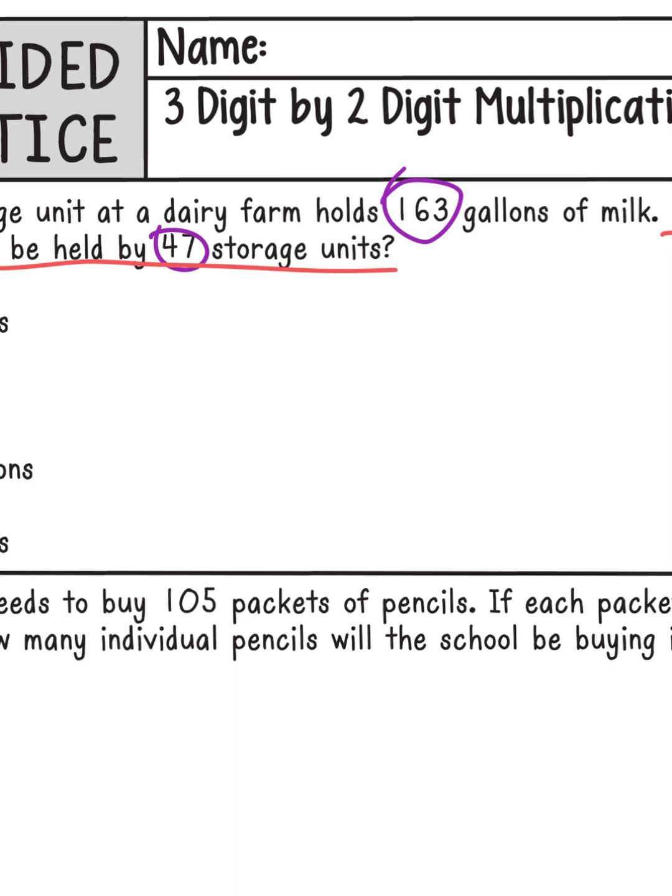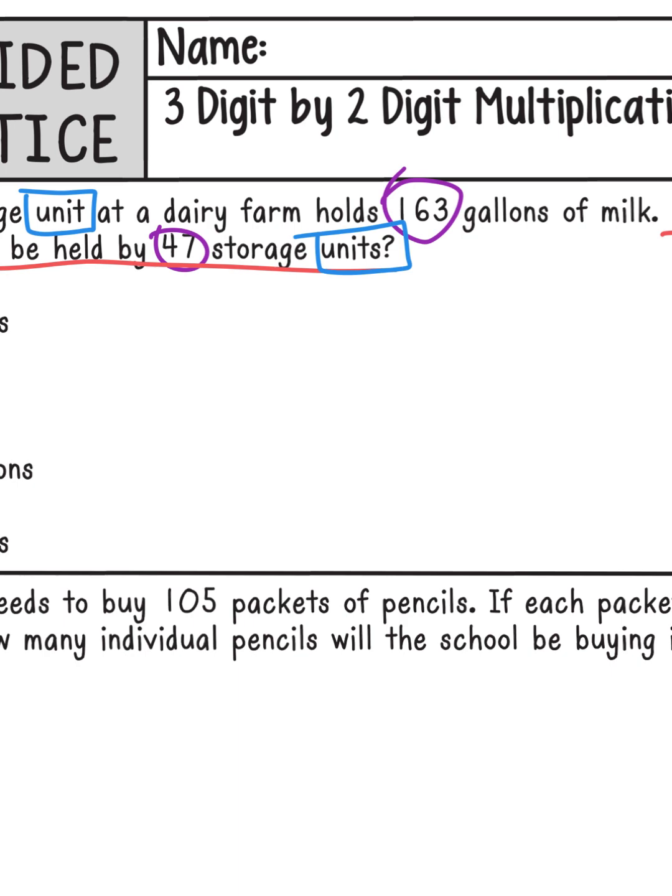Okay, the next thing we're going to do is box keywords. That's the B in the word cube. C, circle the numbers. U, underline the question. B, box keywords. I see unit, more units. Unit means what? How much of them? Each storage unit, that is what? How many? One. Okay. So 1 unit holds 163 gallons.